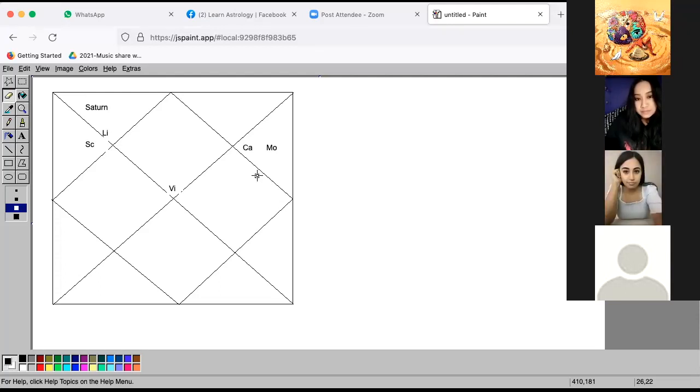And the Cancer sign is there. It's a movable sign. So what will happen? Any movable sign represents longevity. That means it will stay on for a longer period of time.